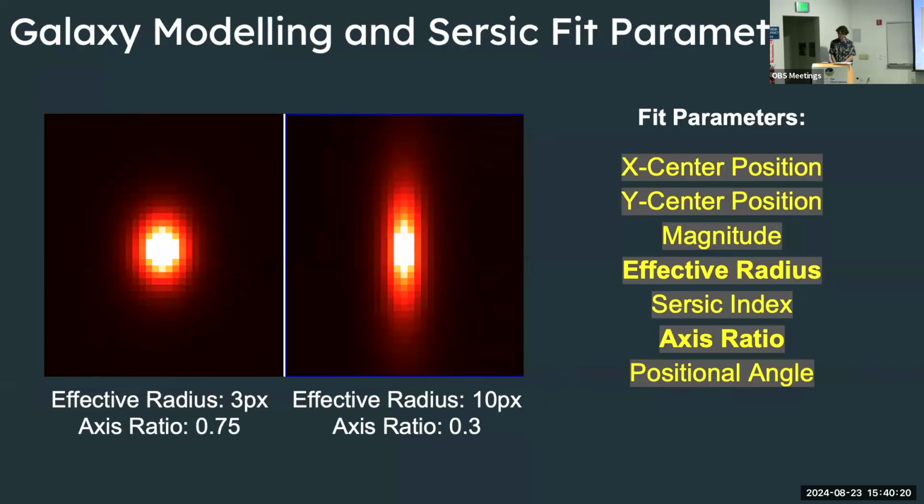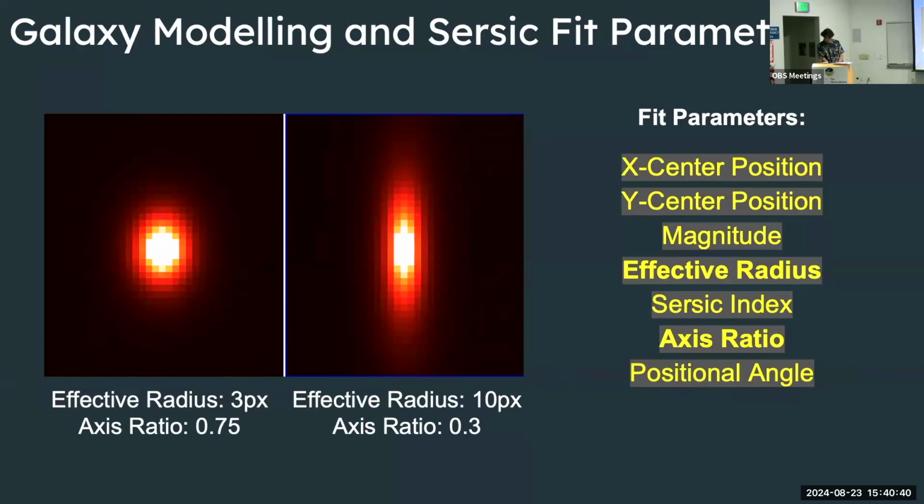One of the last things that we worry about with GalFit are its fitting parameters. When fitting galaxies with GalFit, there are many parameters that it'll take an initial input on before it starts its model generation. The two parameters that we care most about are the galaxy's effective radius and the galaxy's axis ratio.